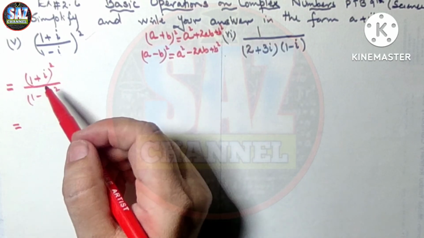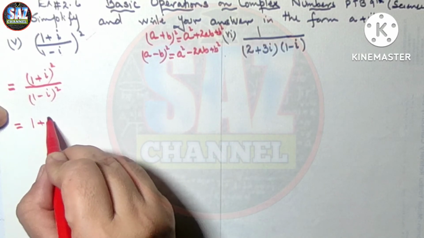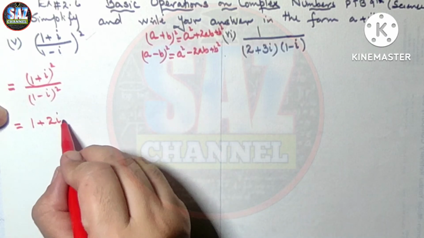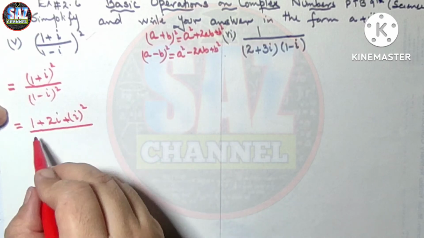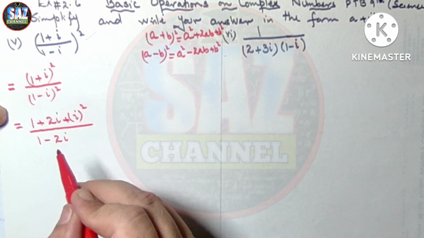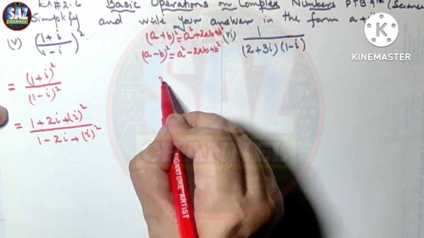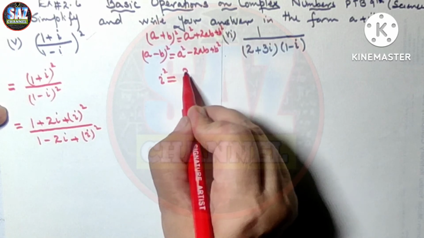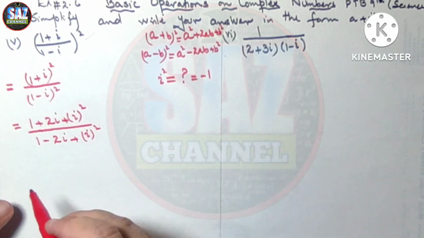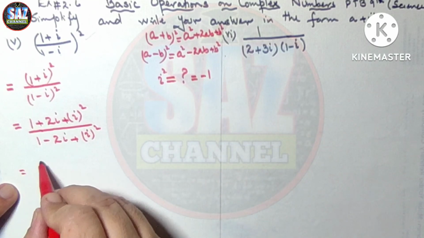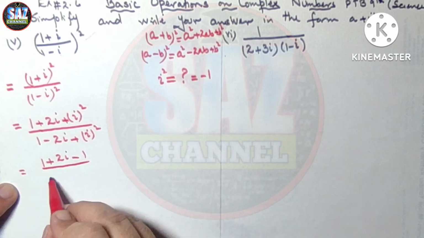According to that, (1 + 2 iota + iota square) upon (1 - 2 iota + iota square). Iota square equals what? This is the concept which is tested frequently, so you should have a good idea of this. (1 + 2 iota - 1) upon (1 - 2 iota - 1).